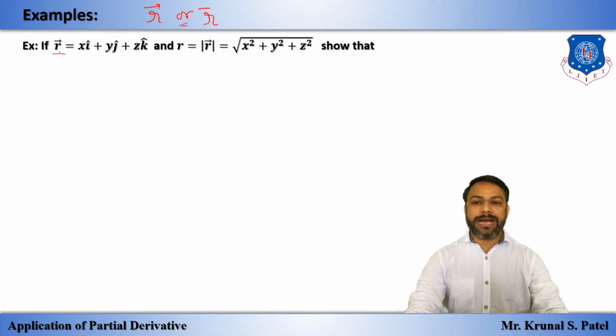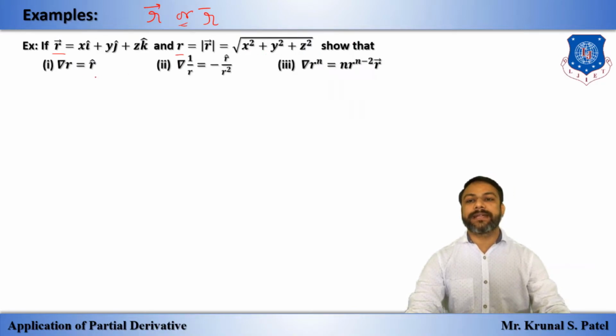Okay, so r vector is equal to xi plus yj plus zk, and r is equal to mod r vector. Here this is r, not r vector. So this is r is equal to the modulus of r vector, which is equal to under root x square plus y square plus z square.